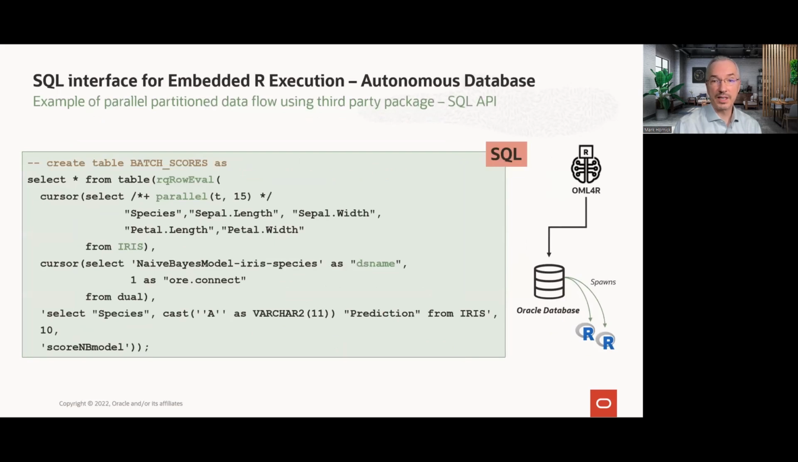Here's the corresponding SQL invocation using rqRowEval. You'll see some familiar parameters from the previous example. We have the data, iris, with a parallel hint to indicate that we want 15 R engines. We have the parameter list, the result structure, the number of rows to feed in each invocation, and the name of the UDF in the script repository.